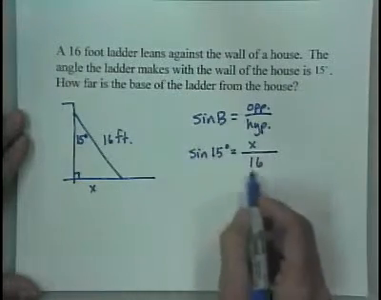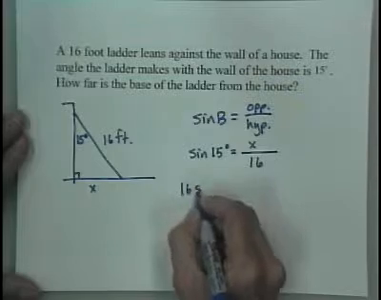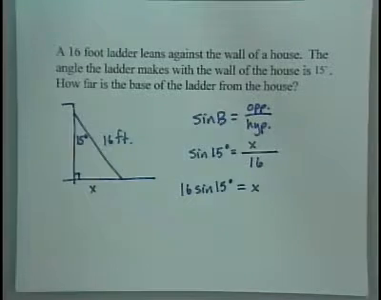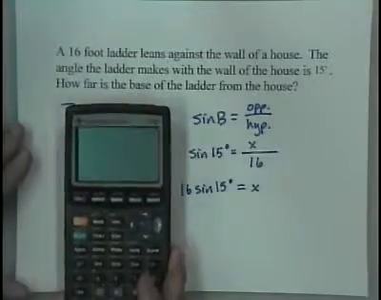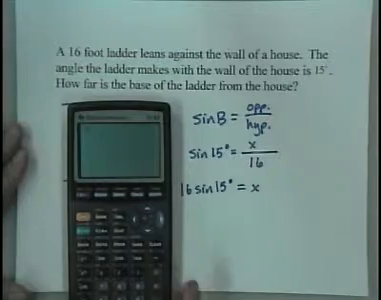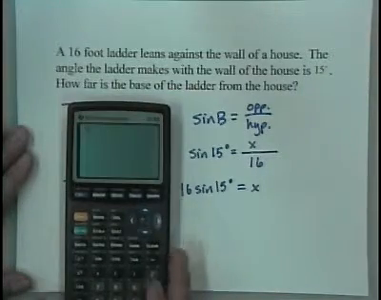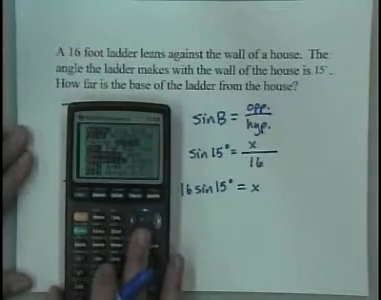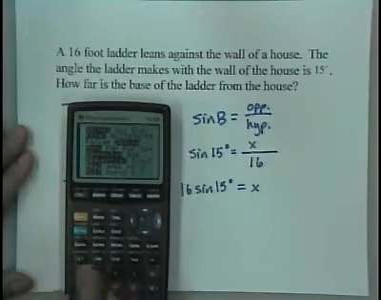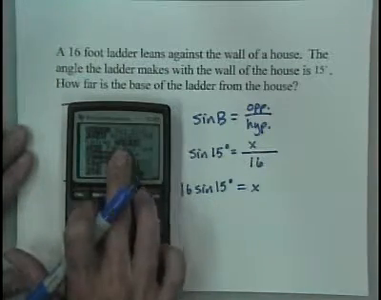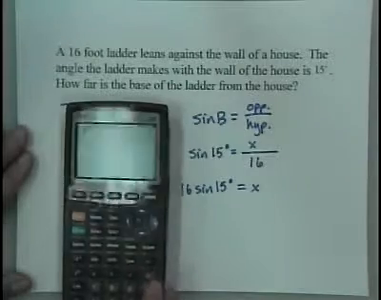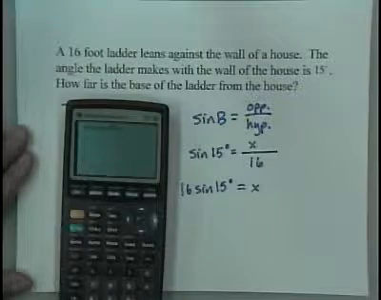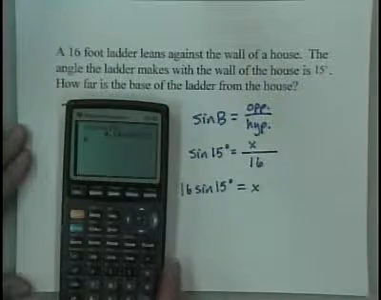To solve for x in this equation, I'm going to multiply by 16. 16 sine 15 degrees is x, and then pick up a calculator to figure out the number. What you should do when you begin working with trig ratios is check the mode of your calculator and make sure that it's set in degree mode before you make a calculation. I can see that my calculator is in degree mode, so I'm ready to calculate. I'm going to find 16 sine of 15, and that number's 4.14 and so forth.